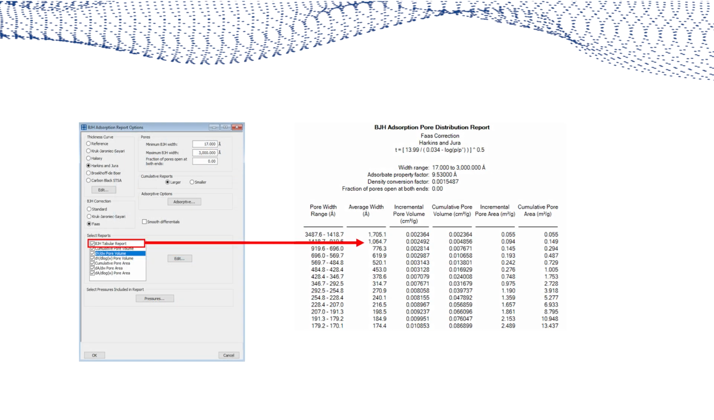The BJH tabular report has columns showing pore range, average pore width, incremental pore volume, cumulative pore volume, incremental pore area, and cumulative pore area. It can be a little bit hard to look at this data, and oftentimes you'll prefer to look at it in graphical form.